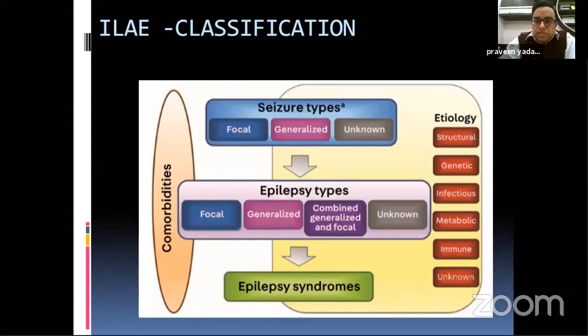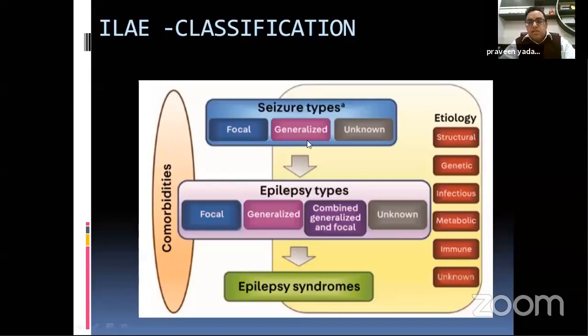Second, if it's a generalized onset seizure, then usually the aura will not be there, and there will be a sudden onset of generalized tonic-clonic seizures. So that we have to find out. Sometimes it may not be possible, with the history or the video EEG, to find out whether it's a generalized or focal onset seizure. Then we put it as an unknown onset of seizure.